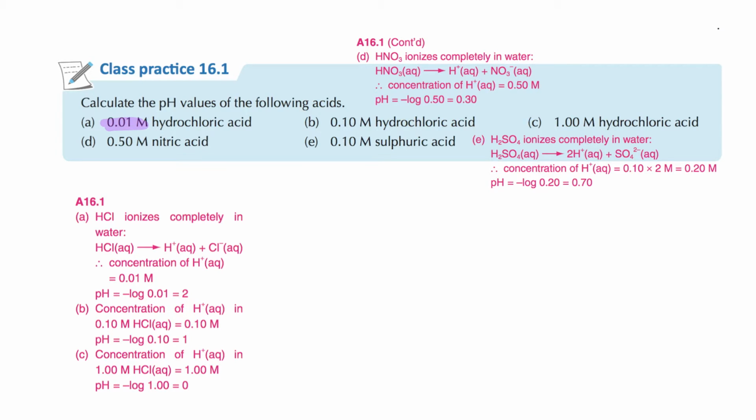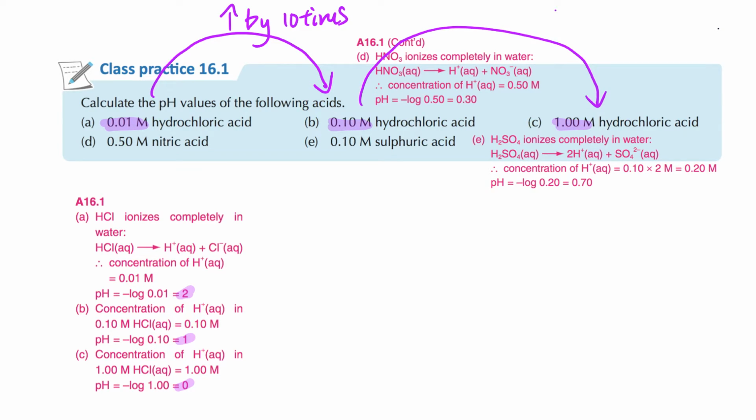When you have 0.01 M, then 0.1 M, and then 1 M, we'll find that the pH value will go by 1, because the concentration is increasing by 10 times. You see that right here, it is increasing by 10 times. So the first one is 2, then it will be 1 and then 0. So 0 is also a pH value, so we pay attention to that.